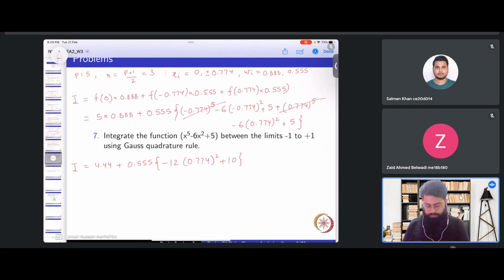So minus 12 times 0.774 square plus 10 is 2.811. So we get 6.000105.